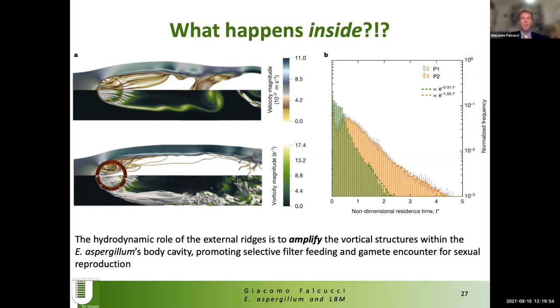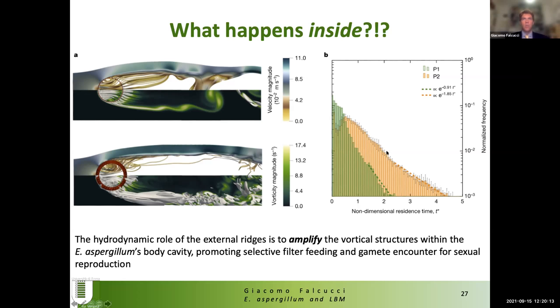Okay, we understood that the sexual reproduction of this organism is very complicated. They have many, many ways. I didn't know, but there are many ways. So they are both hermaphrodites and reproduce for sexual encounter of the gametes.